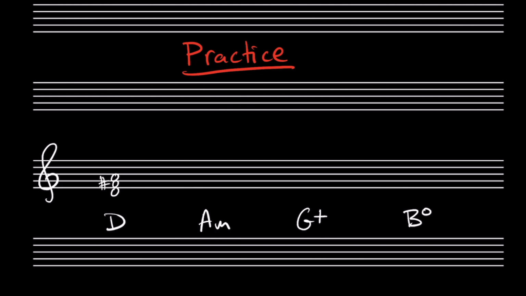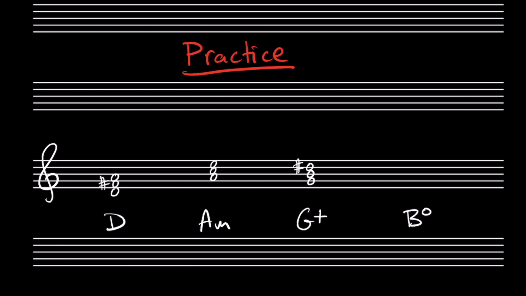A minor would have A, C, and E, because C is a minor third above A, and E is a perfect fifth above A. G augmented has G, B, and D sharp. B is a major third above G, and then D sharp is an augmented fifth above G.